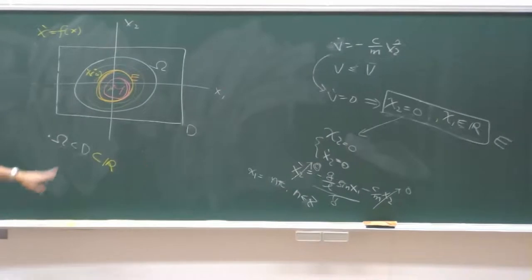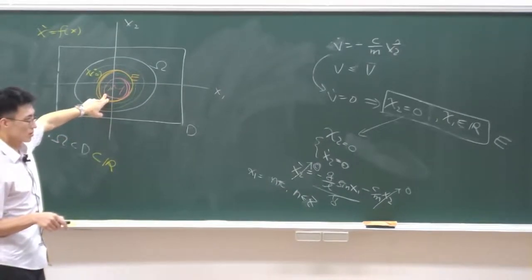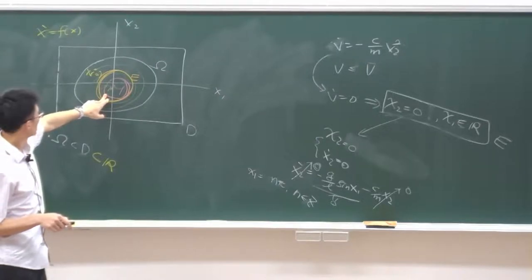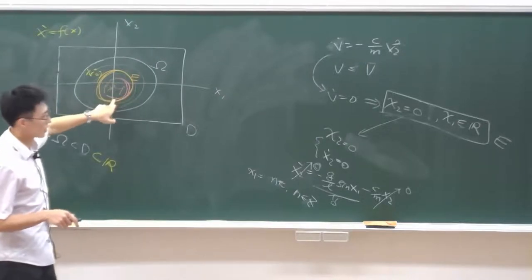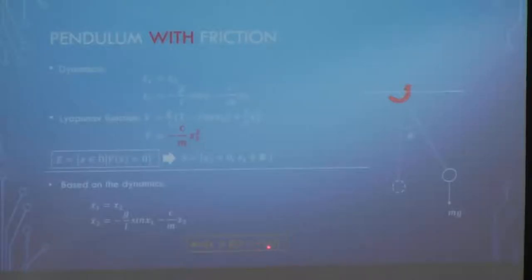So the M set, to find this M set, you can use whatever x in the E set that satisfies this dynamics. Which is this. Then you can find the M set.